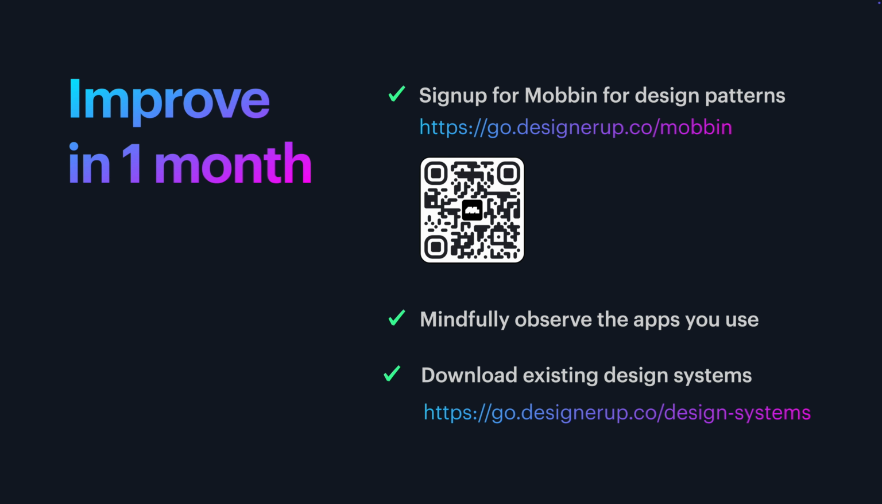Number three, download existing design systems and study them. Then try putting them together to create your own screens and components and flows.